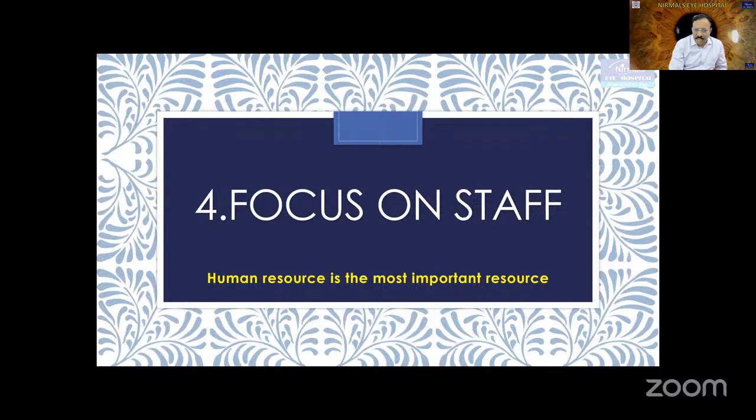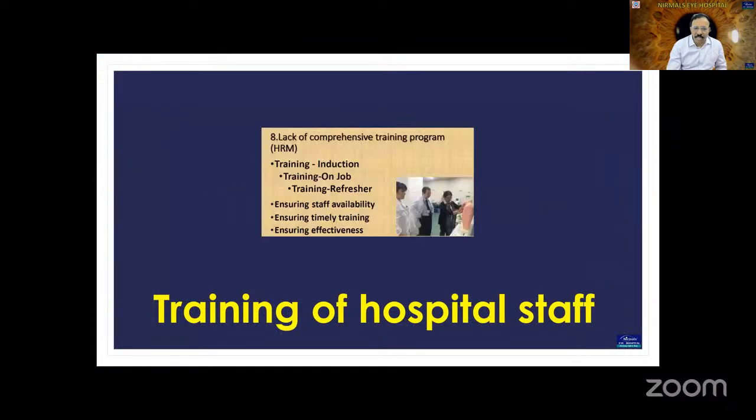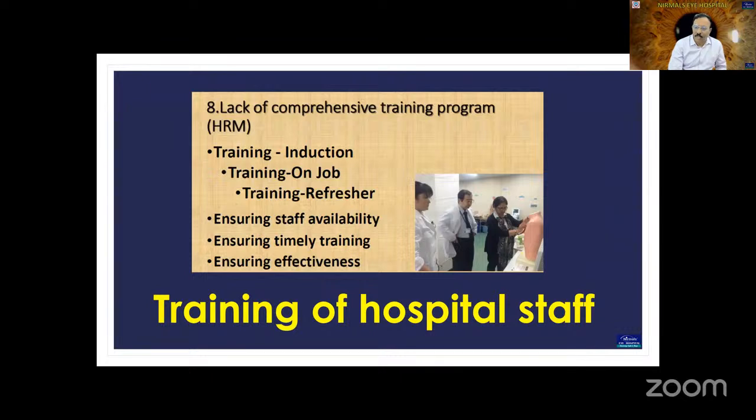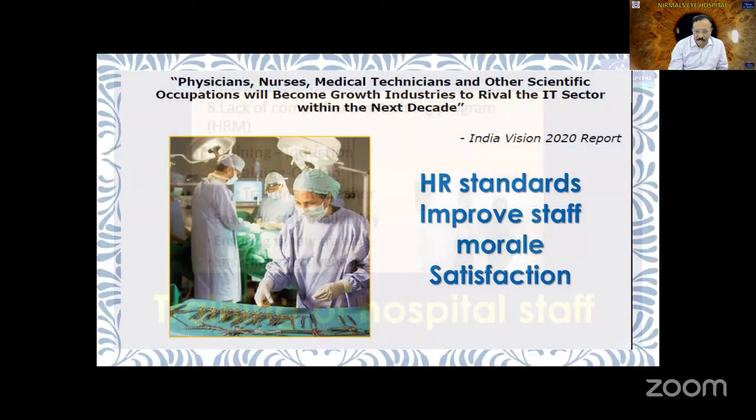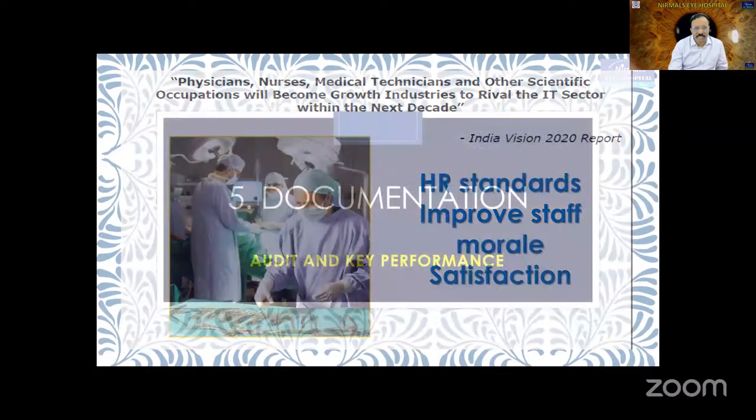And the fourth aspect is focus on the staff. Human resources is the most important resource of any organization. So we need to not only have an induction training, but also on-the-job training. As doctors, we get a lot of opportunities to train ourselves and update amongst ourselves. But our staff lack this support. So we need to have a training system to ensure our staff are equally trained, and this actually helps staff morale and satisfaction.